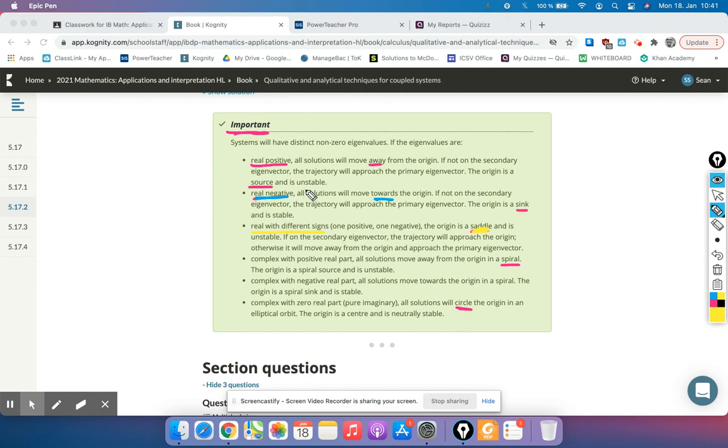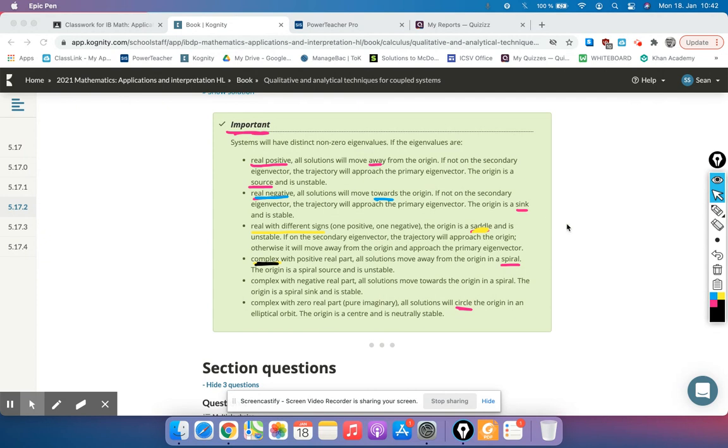You might have to talk about stability, so it's either unstable or it's stable. And then if they're complex, that means imaginary numbers. If it has a positive real part, then it's a spiral. If it has a negative real part, then it's a sink. I'm surprised this is even in here, but that's what you signed up for with HL.